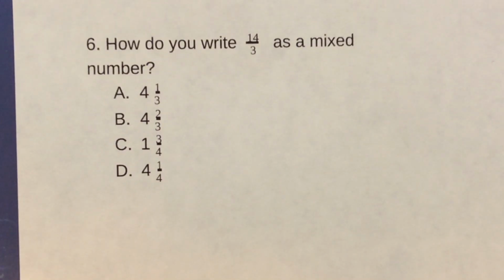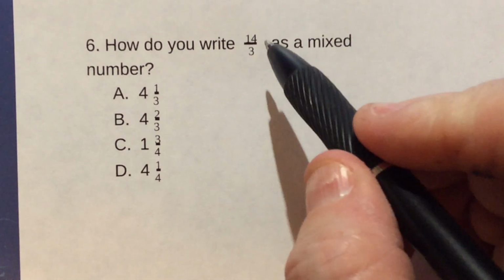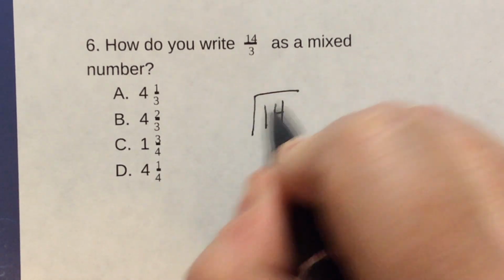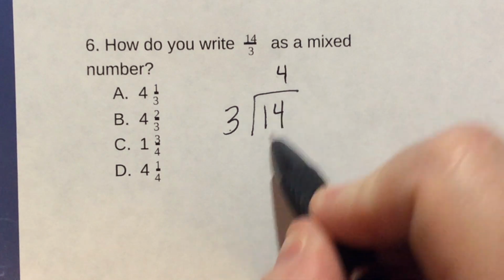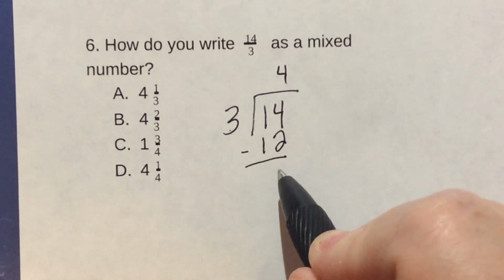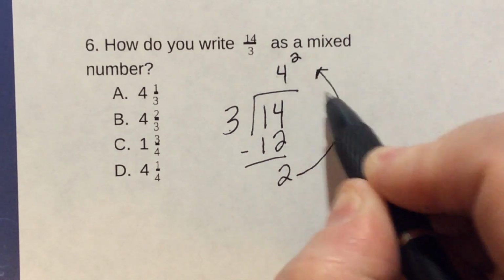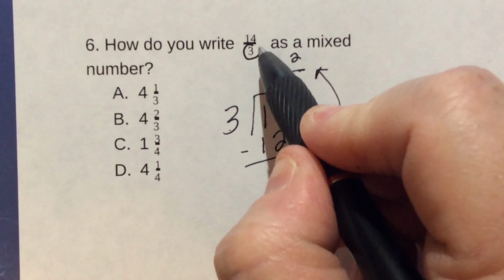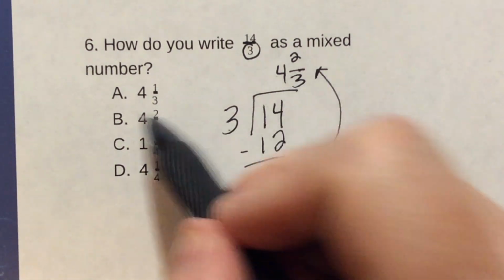3 more problems. How do you write 14/3 as a mixed number? Okay, it's improper, and in our notes it says, top dog, we divide. 14 divided by 3. 3 times 4 is 12, and I subtract and get a 2. That 2 becomes my numerator, but what is my denominator? It stays the same. It's that same 3. 4 and 2/3. Sorry.